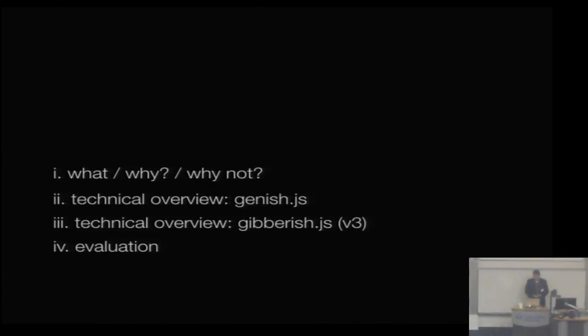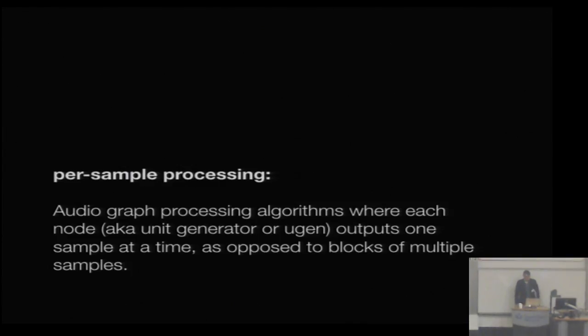One is a new library I'm presenting for the first time today called genish.js. The other one is an older library that I've completely rewritten from scratch on top of genish.js, and this older library is called gibberish.js. And then I'll briefly discuss some evaluation of this. So per-sample processing, for purposes of this presentation, I'm defining it as audio graph processing algorithms where each node outputs a single sample at a time as opposed to blocks of multiple samples.